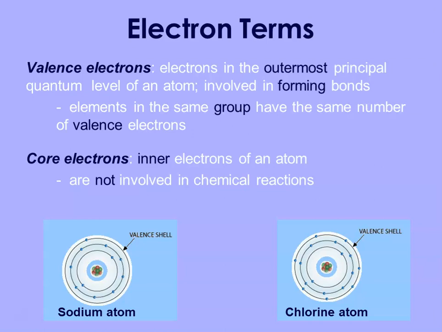The core electrons are the electrons that are not a part of that outermost valence shell. They are separating the nucleus from those outermost electrons, and we'll get into that with periodic trends, but they are not involved themselves in chemical reactions.